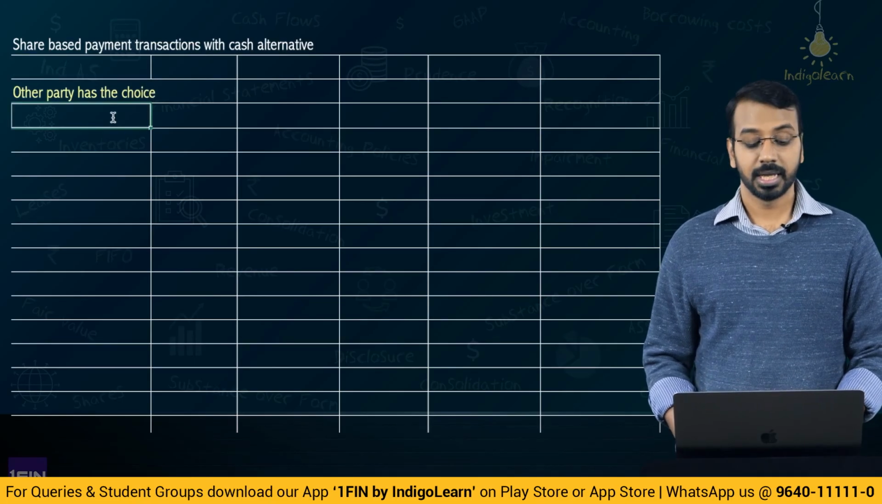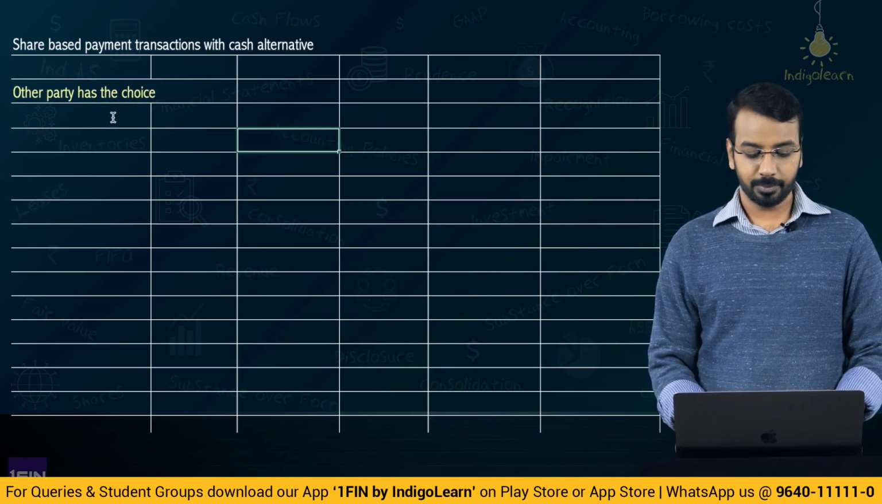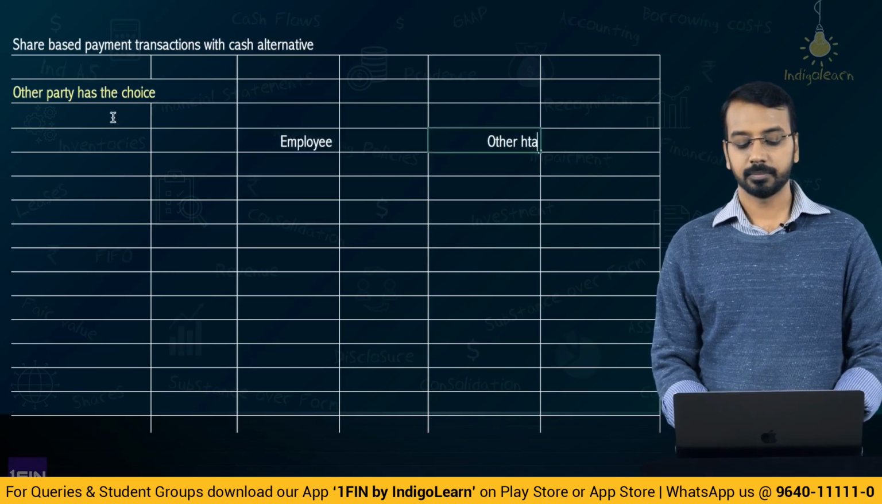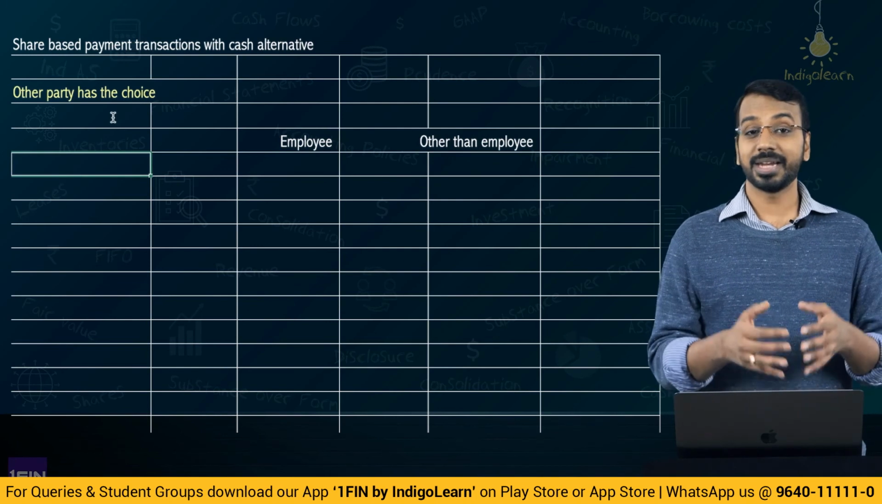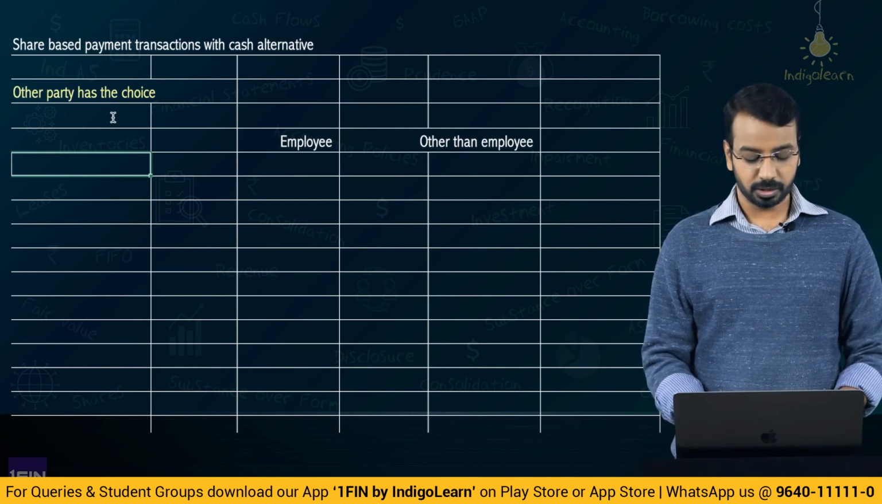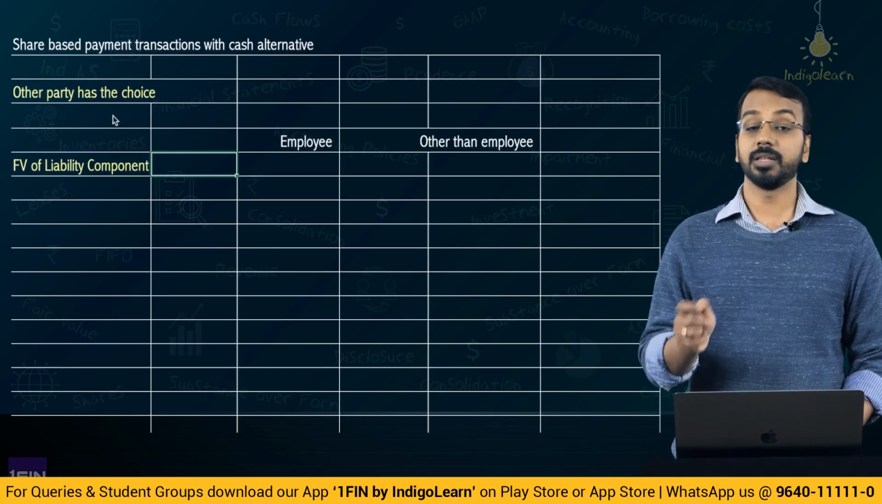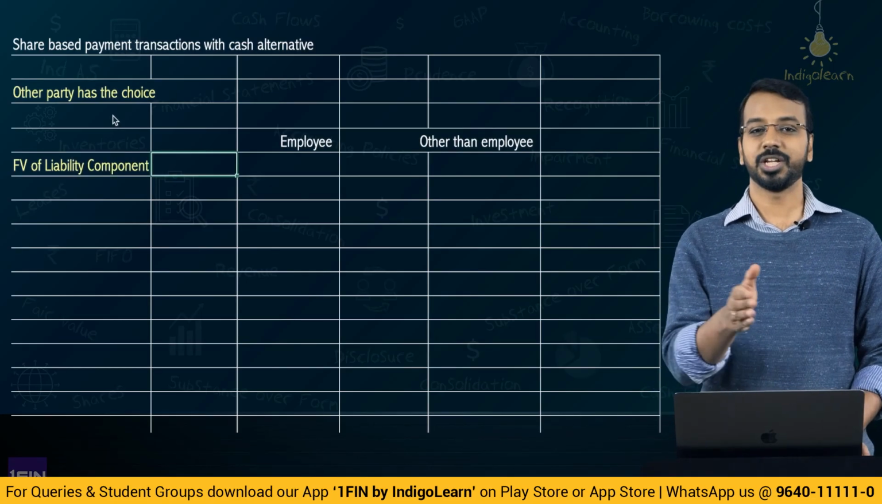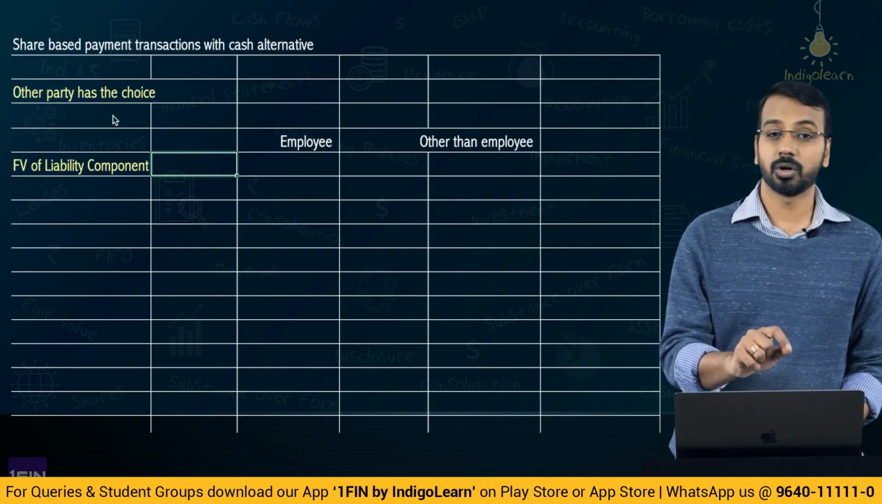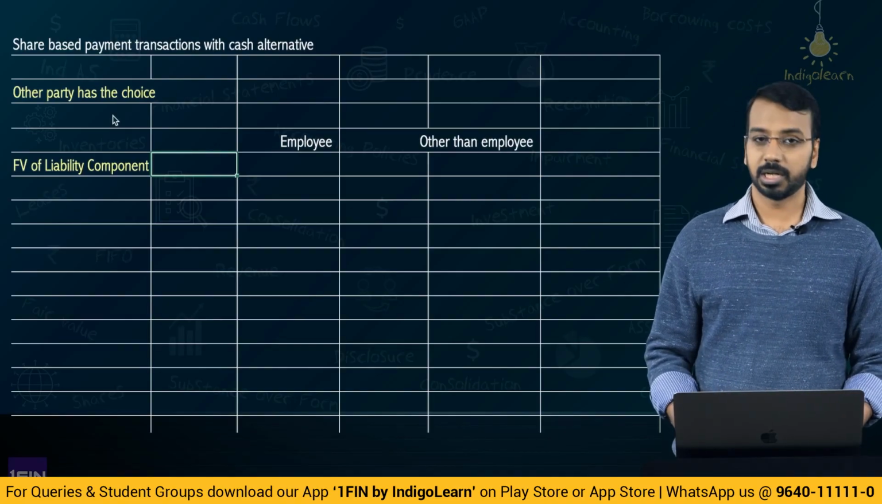Other party has the choice. Now that other party can be an employee or other than employee. Now in these kind of scenarios where the other party has a choice, you have to first determine the fair value of the liability component. For example, a share appreciation right or a cash alternative, whatever is the fair value, you have to determine that.